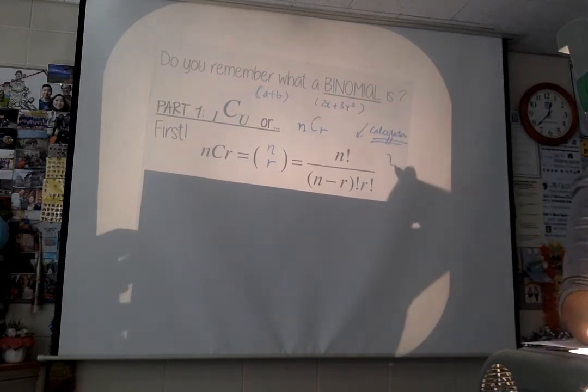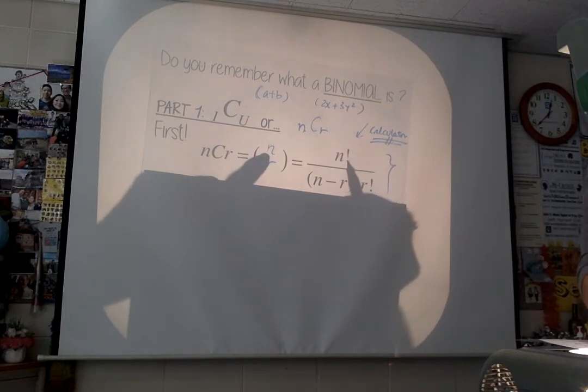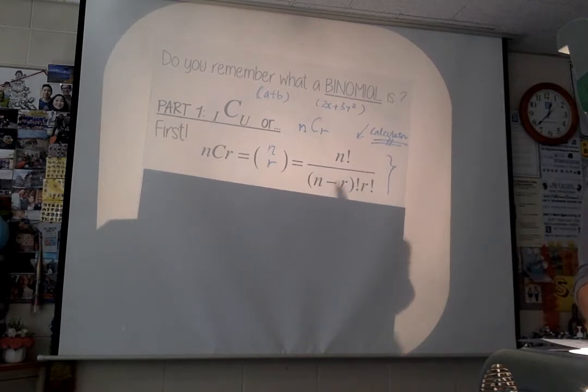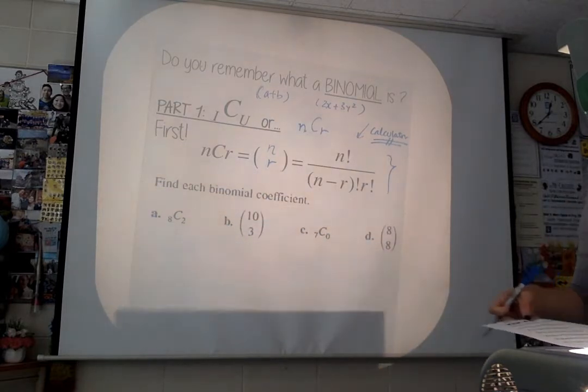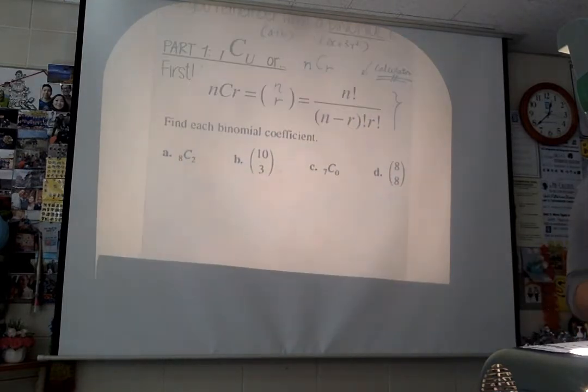But here's a formula. You take n factorial and divide it by n minus r factorial and r factorial. So let me do that again. N factorial over n minus r factorial, r factorial, okay? That's the formula for nCr. Let's try a few. Why don't you go ahead and try some? I'll do one with you.